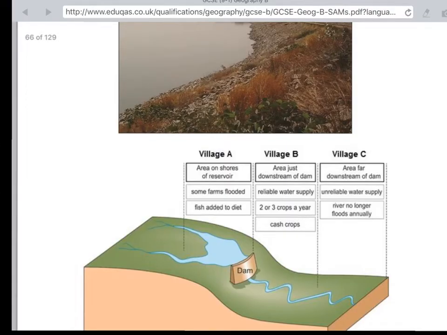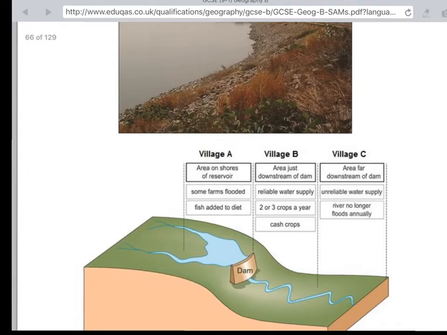That's always important. Okay, the next one then asks us to have a look at the different villages, A, B, C. Remember, A was behind the dam, B was in front, C was down. Which village would benefit most from the dam and why?